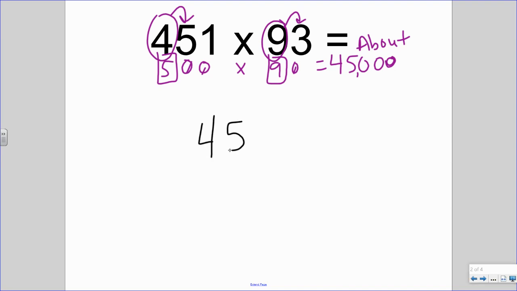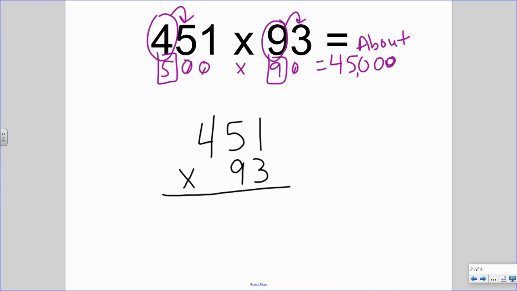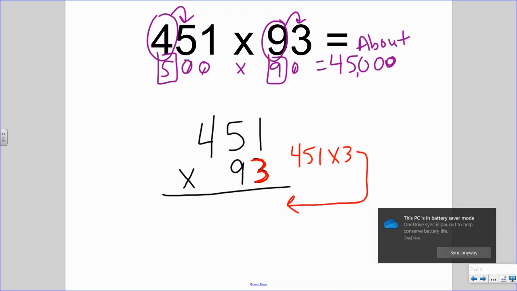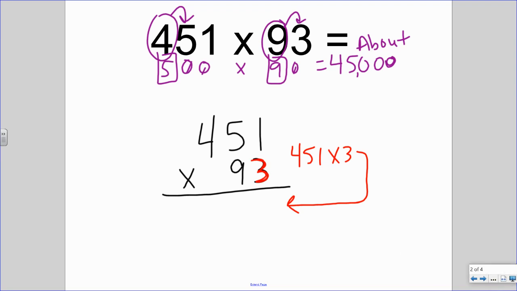So we have 451 times 93. And I'm going to make sure I'm writing this nice and big and spaced out. And as we talked about, guys, there's really two problems built into one. We have 451 times 3. And that's going to be one problem. And our answer to that of 451 times 3, that's going to be here. And then I'll make that go away. And then the second problem that's kind of built into this is 451 times the 9.